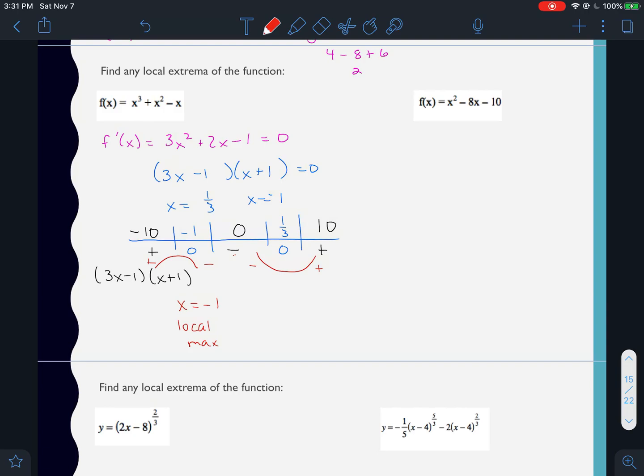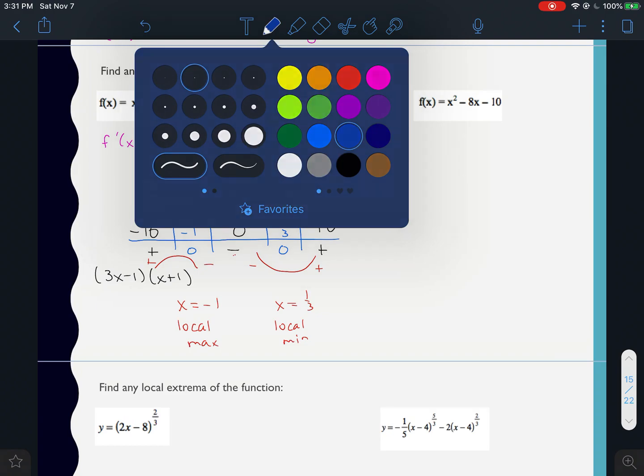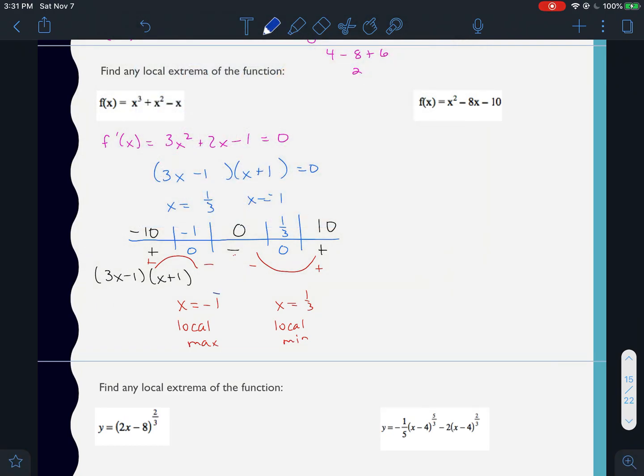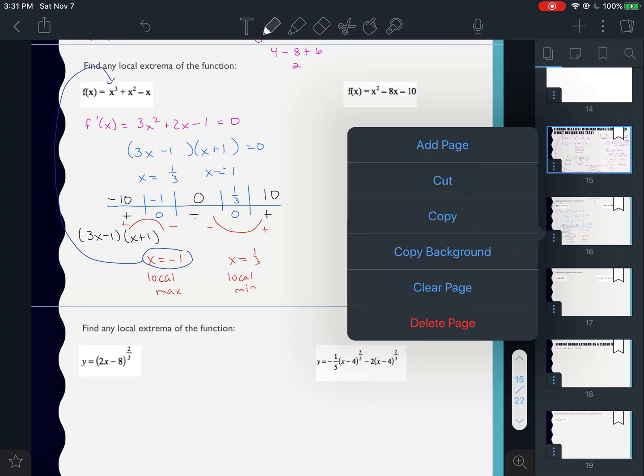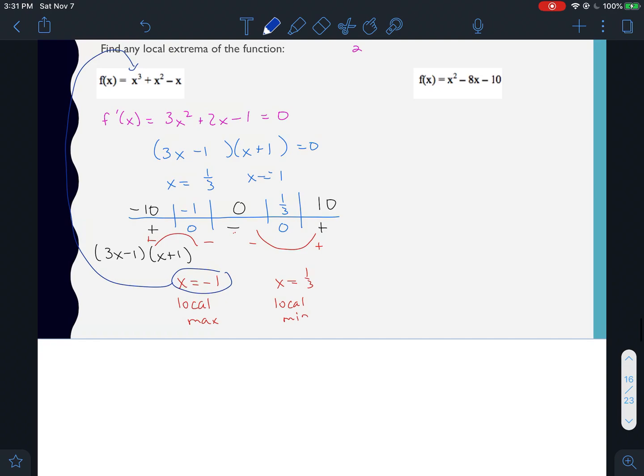And then at 1/3, the derivatives before were negative, the derivatives after were positive. So if my derivatives change from negative to positive, so going down to going up, that represents a minimum. So at x equals 1/3, I have a local minimum. And then if I want to find the actual points for my local min and local max, I would take those values and plug them back into the original function.